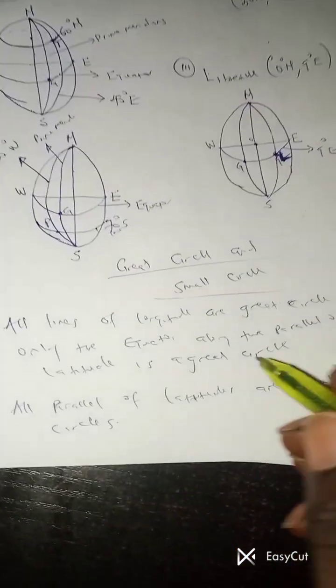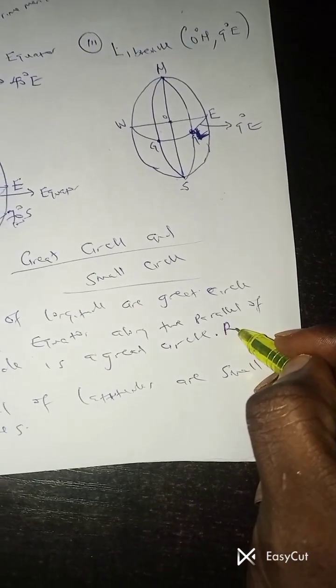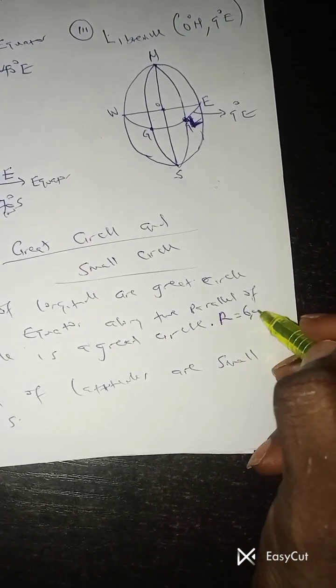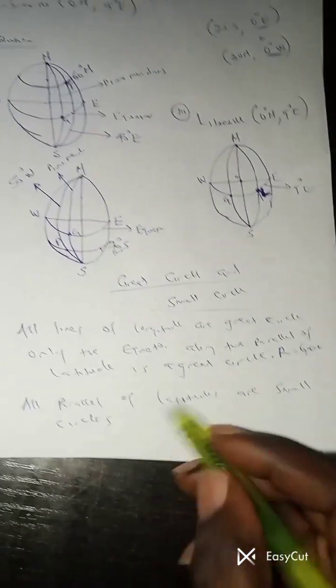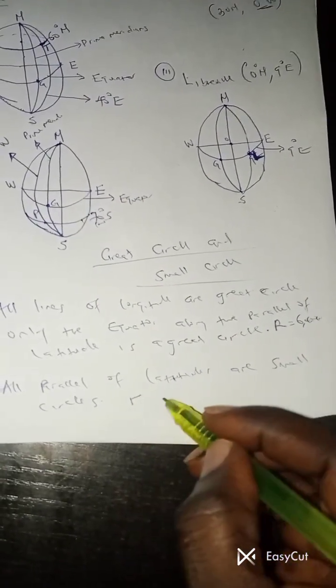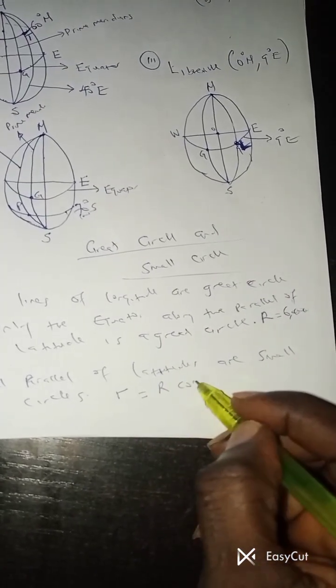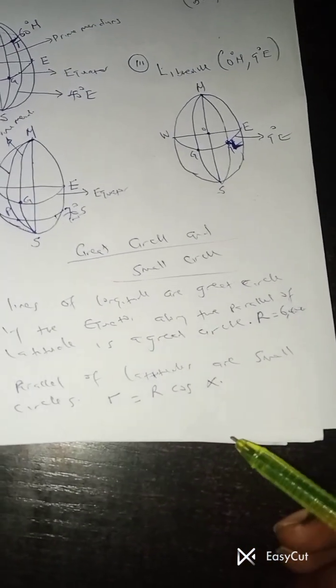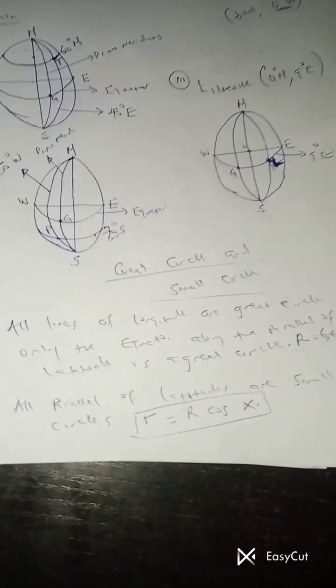So always remember that the great circle gives the radius of the earth, which is R, approximately 6,400 kilometers. While all parallels of latitude use a smaller radius, which is approximately equal to R cos phi. So as time goes on, I'm going to explain how this formula is derived.